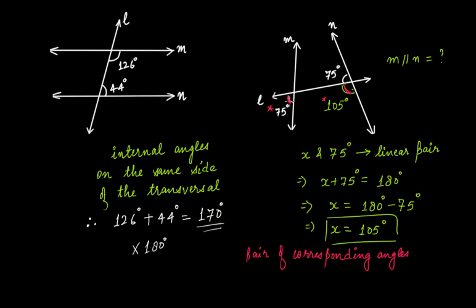Again, these two angles are a pair of corresponding angles, but in this case, one is 75 degree and another is 105 degree. It means that these two angles are not equal. Therefore, lines M and N are not parallel. When would they have been parallel? When both these two angles would have been of the same value.